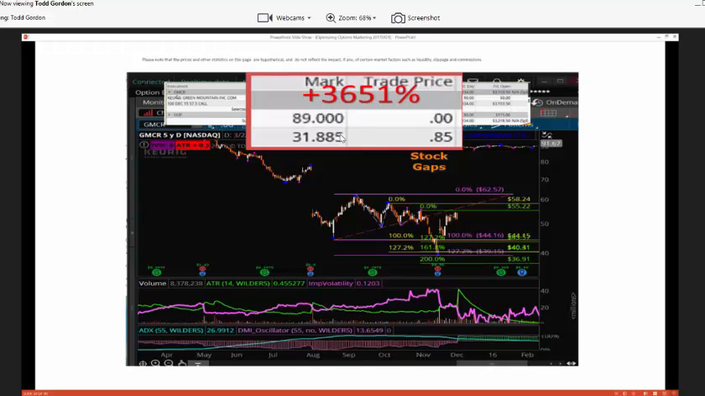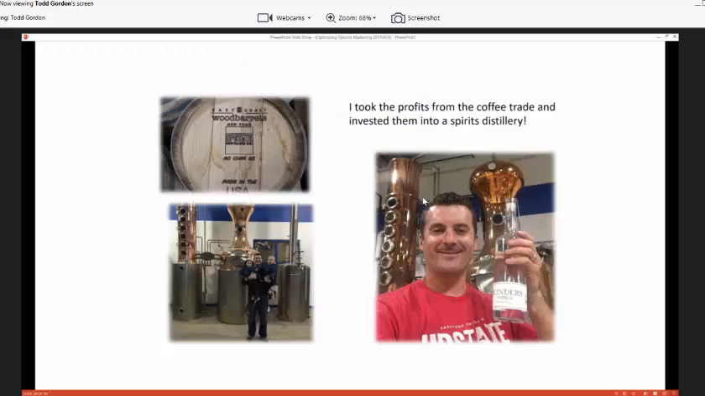So it doesn't happen all the time. It'll probably never happen again, but it was from a good Elliott and Fib support. And actually, that GMCR trade was the capital that I used to invest in the distillery. It can't happen all the time, trust me. It's just kind of a fun trade to talk about.